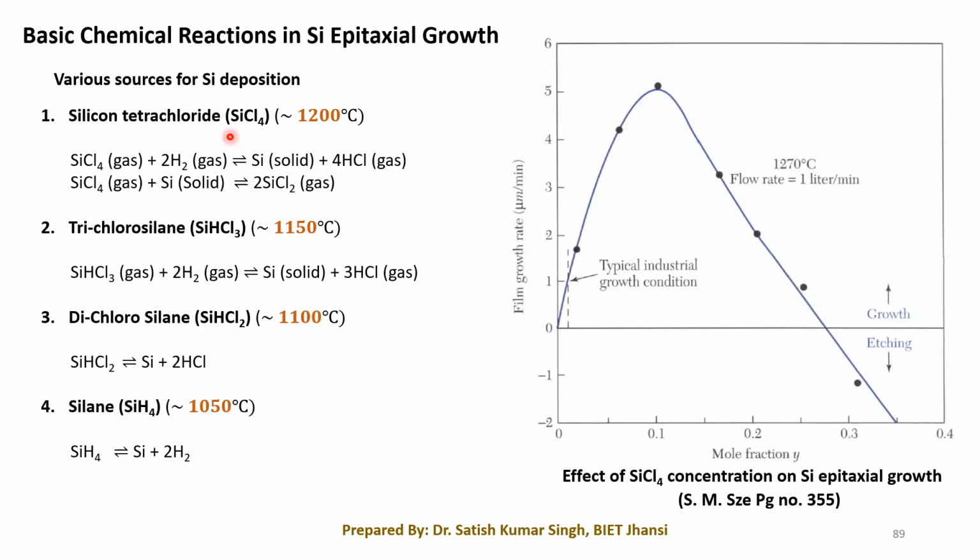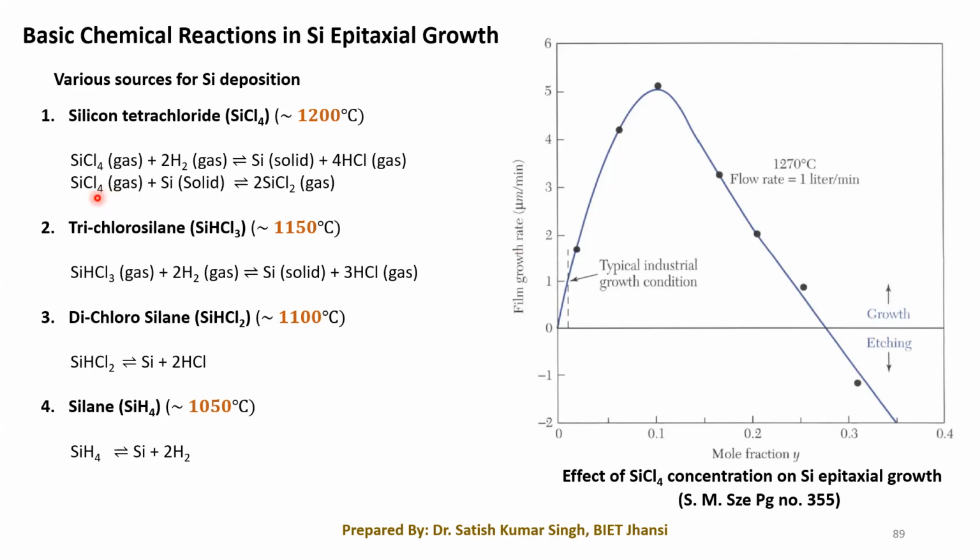What we have to do is send the SiCl4 vapors, plus the hydrogen gas, because hydrogen gas will be carrying this particular thing. After the reaction at this temperature, it will form a silicon solid layer, and the byproduct 4HCl will be formed. That has to be carried away. And as I said, it is a bidirectional reaction.